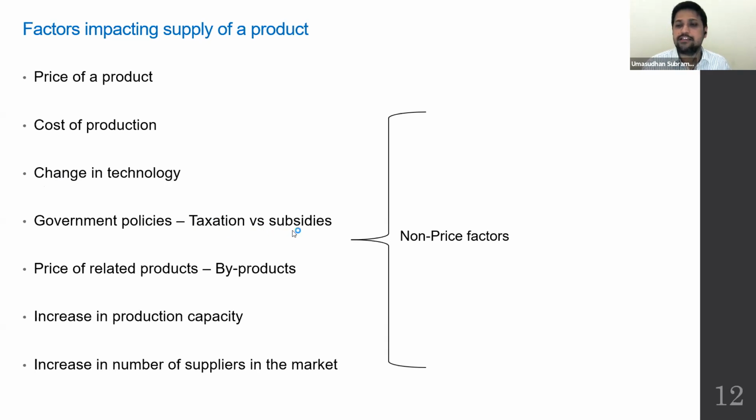Government policies, taxation and subsidies, will have a major role on the supply of goods and services. Why? When the government increases the taxation in the economy, what happens to the supply? The supply decreases. But when government provides more grants and subsidies to help the businesses, the supply increases. Price of related products, think about byproducts. What are byproducts? When you produce a product and you have a byproduct together with that product that gets produced.